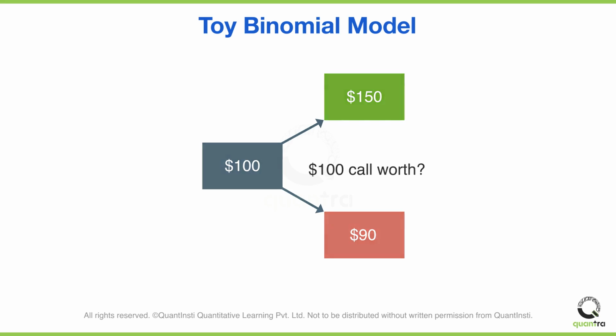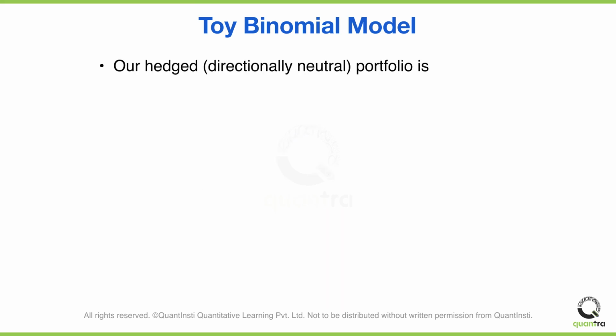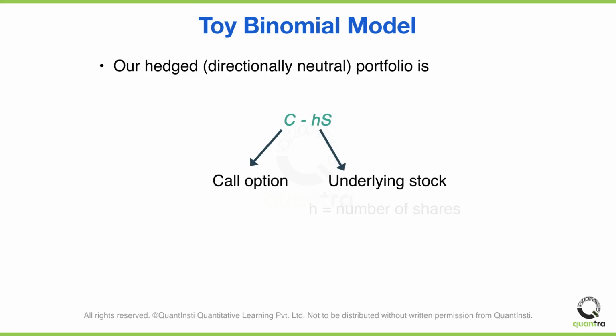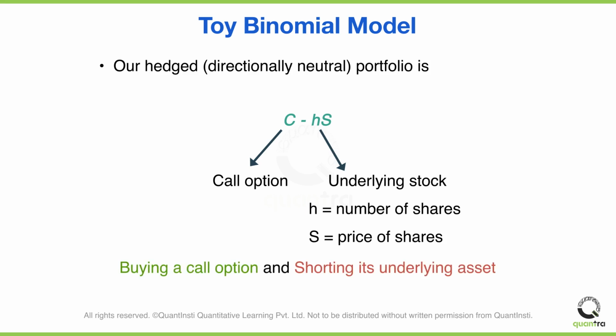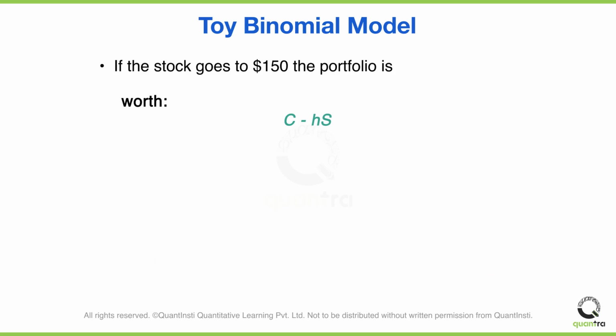Let's find out. To do this, we create a hedged portfolio that includes both the call option and a certain number of shares of the underlying stock. Here, H represents the number of shares, and S is the price of shares. We don't know the value of H yet, but we know it is possible to create such a hedge by shorting the stock. So in this case, we are creating a hedged portfolio by buying a call option and shorting its underlying asset.